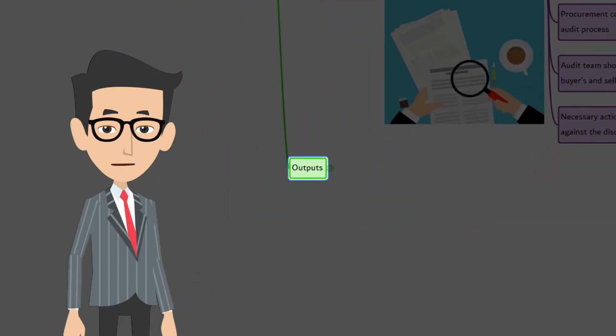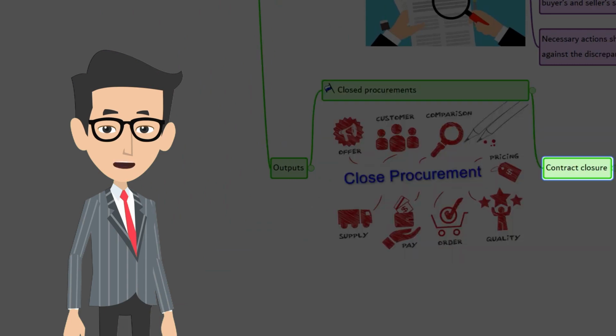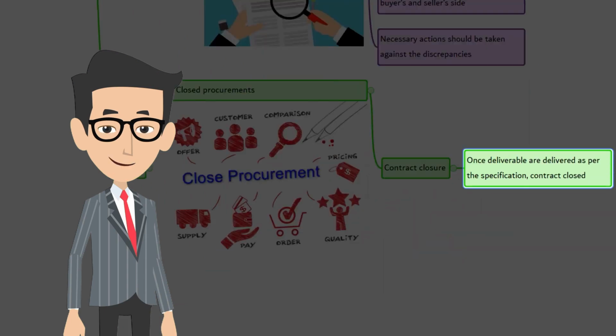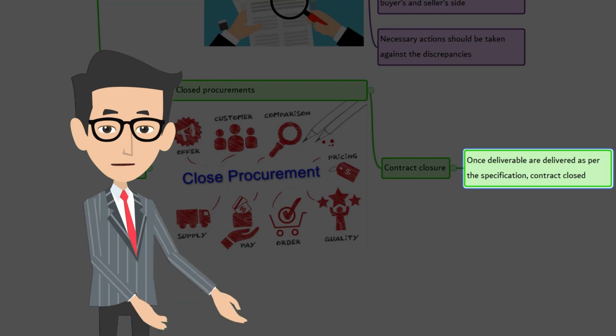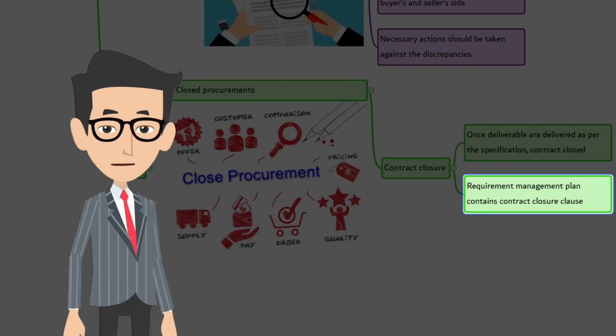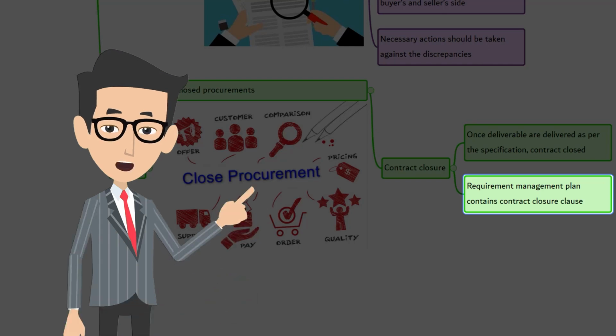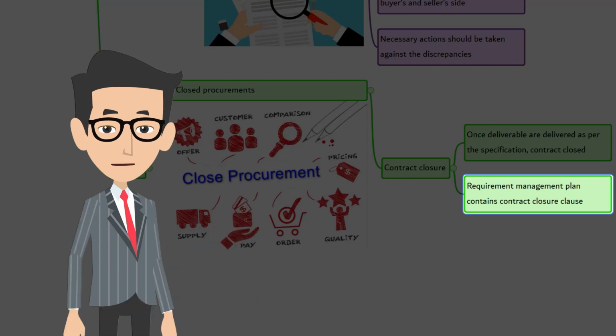All right, let's discuss the outputs. Close procurements. Here, it's contract closure. Once all the deliverables are completed according to the specification, the contract must be formally closed. Generally, the procurement management plan contains requirements that ought to be fulfilled and the terms and conditions for formal procurement closure.